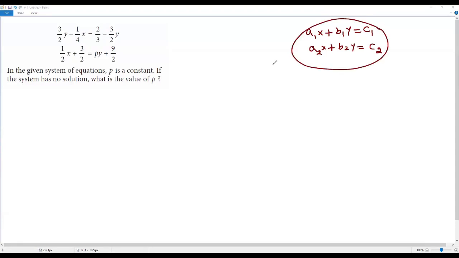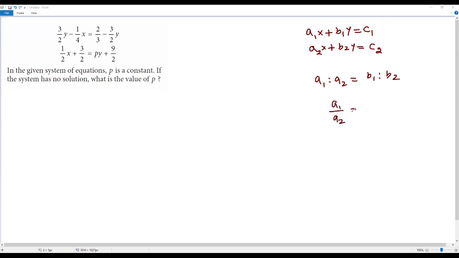If this system of two linear equations has no solution, then the coefficients of x and the coefficients of y must be proportional. That is, the ratio between the coefficients of x and the ratio between the coefficients of y must be equal. That is, a1 to a2 equals b1 to b2, or we can write the ratios as fractions, that is a1/a2 = b1/b2. So now we have to write each of the two linear equations in the given system in standard form, so that we can set up the proportion like this.